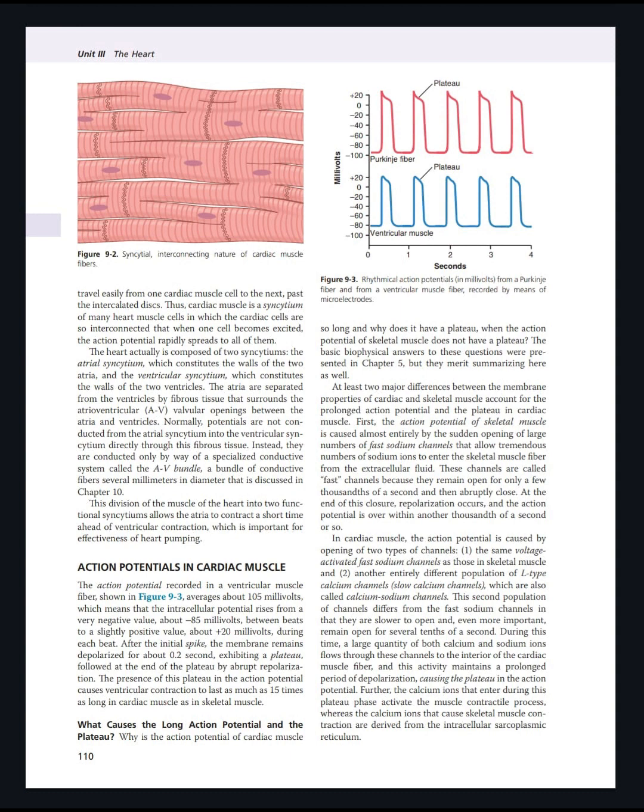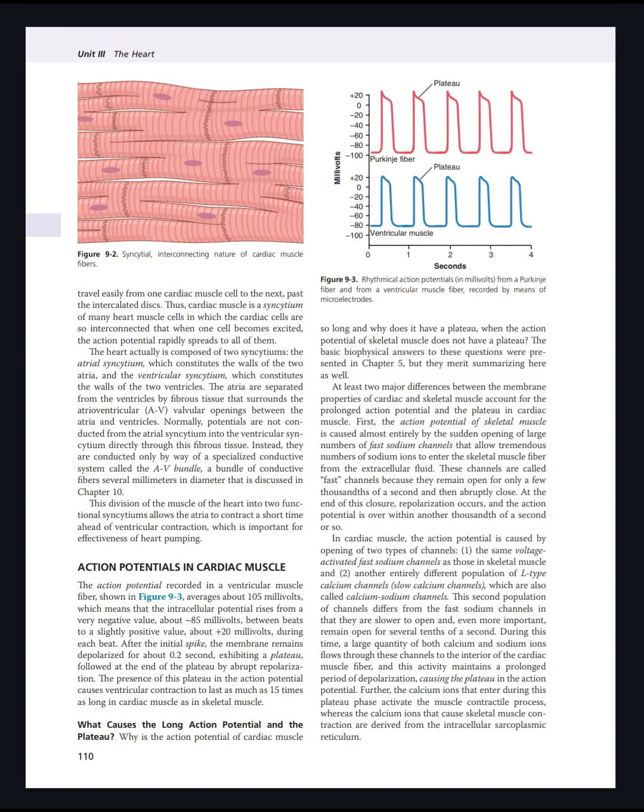First, the action potential of skeletal muscle is caused almost entirely by the sudden opening of a large number of fast sodium channels, which allow a tremendous number of sodium ions to enter the skeletal fiber from the ECF. These channels are called fast channels because they remain open for only a few thousandths of a second and then abruptly close. At the end of this closure, repolarization occurs and the action potential is over within another thousandth of a second.